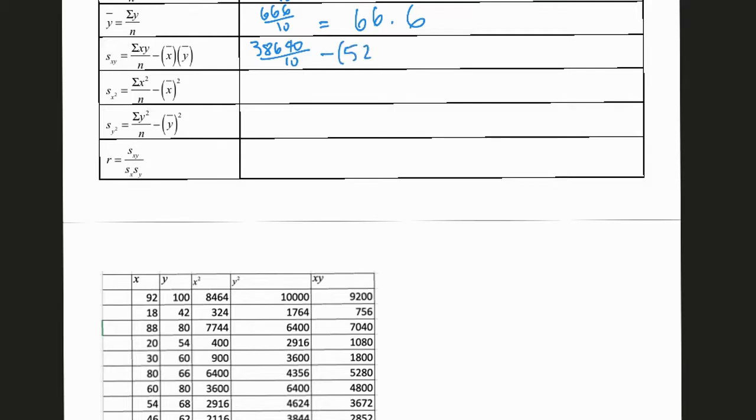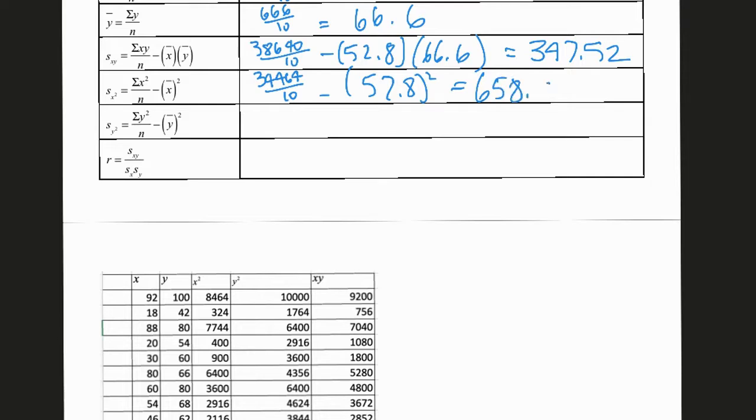Next, 34,464 over 10 minus the mean squared. Sorry, that's a 6. Let me fix that. Hold on. There we go. 650. Oh, what is up with me? 58.56.